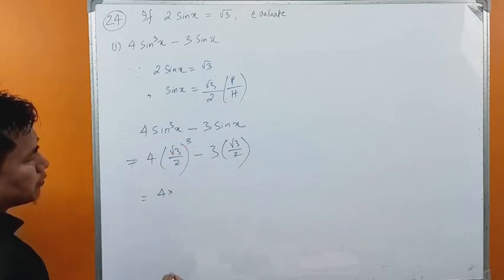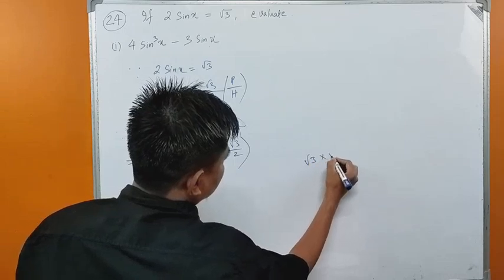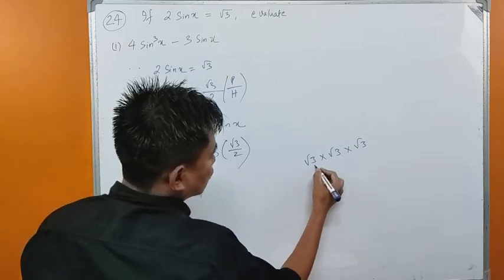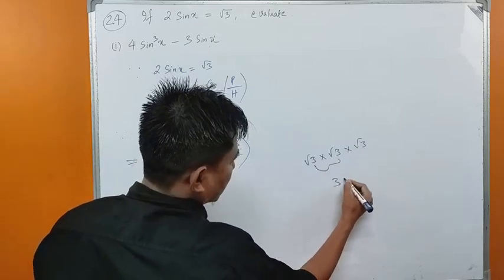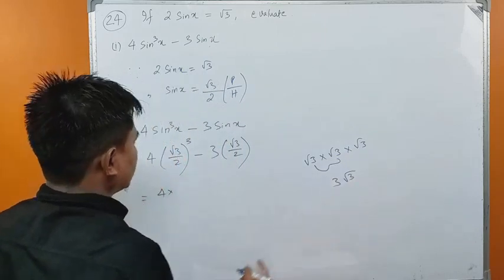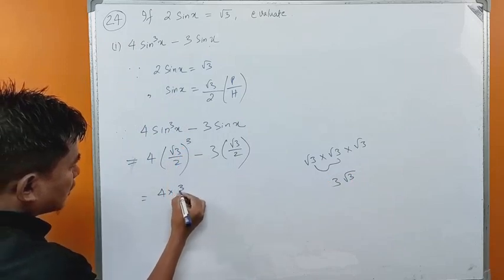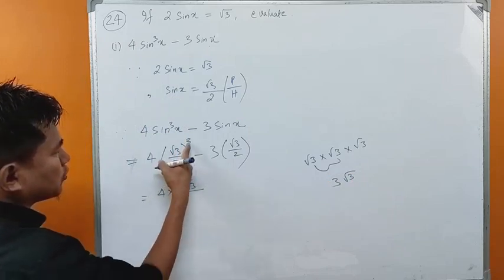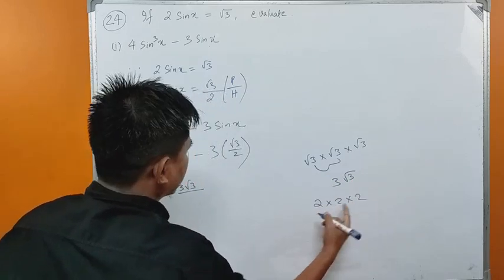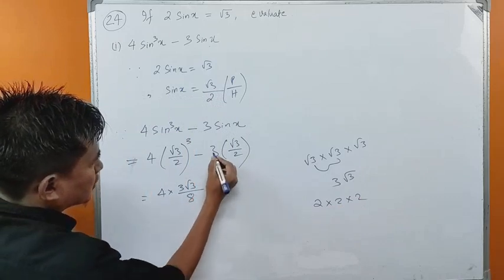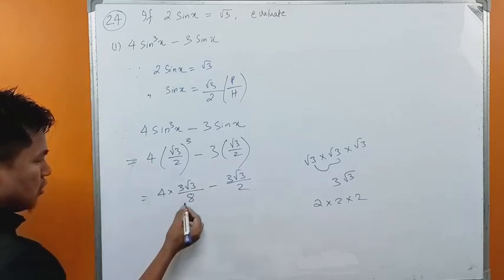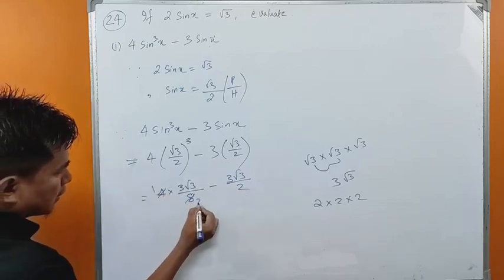Now this gives us 4 into root 3 cube, which means root 3 into root 3 into root 3, root 3 multiplied 3 times. Root 3 into root 3 is 3, and this root 3 comes here. So root 3 cube means 3 root 3, upon 2 cube, which means 8, isn't it? 2 into 2 into 2. Minus 3 root 3 upon 2. So 4 ones are 4, 4 twos are 8.